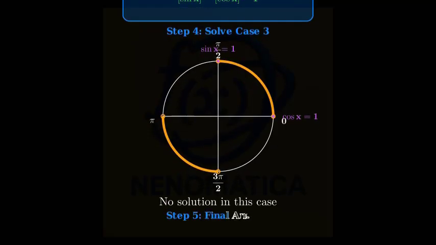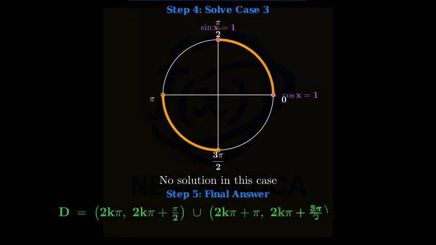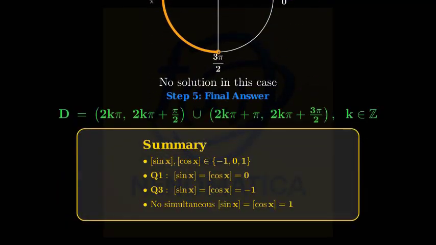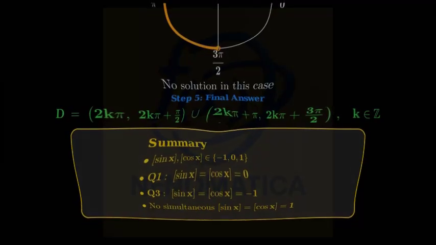Step 5. Combine the solutions from the first two cases. The complete solution set is the union of the first quadrant open interval and the third quadrant open interval, each shifted by integer multiples of 2 pi. Recap. We used the ranges of sine and cosine with the floor function, solved by quadrants, rejected the impossible case where both floors equal 1, and combined the valid intervals.